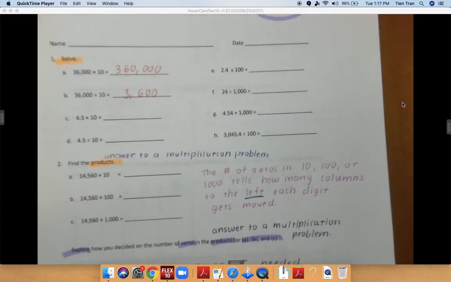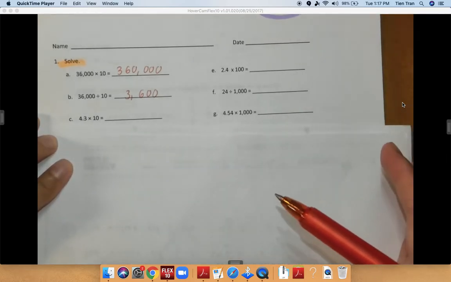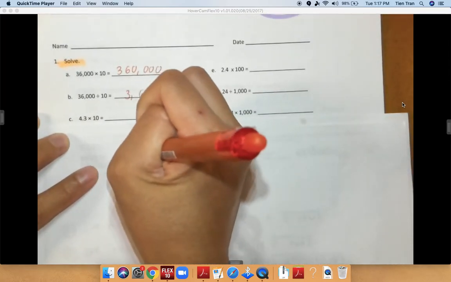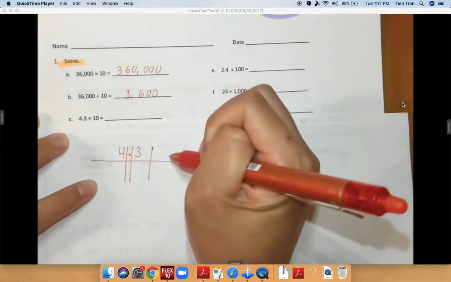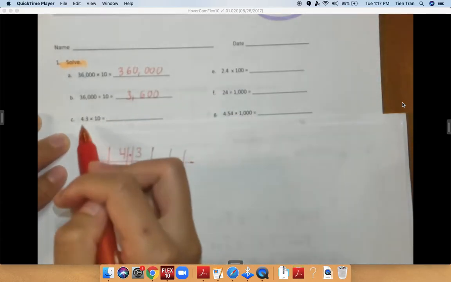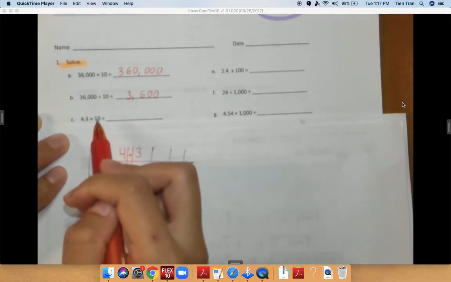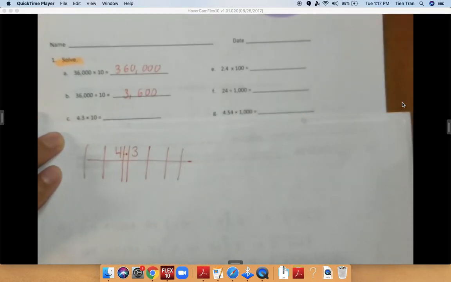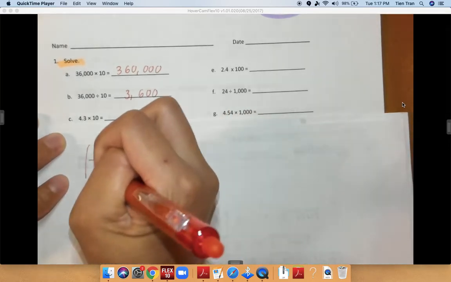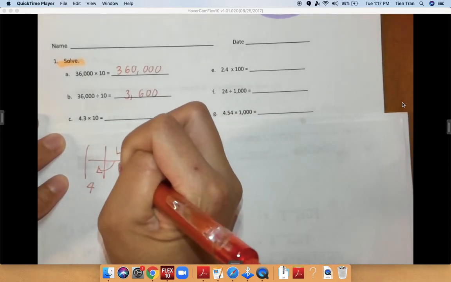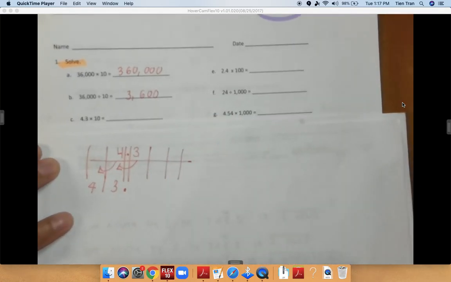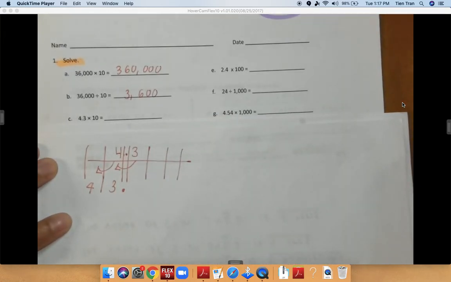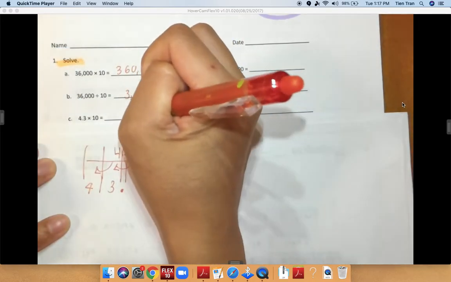Okay, now I have problem C. For problem C, I have 4.3. Remember, this is a little decimal, and then you have your other numbers. And they want you to multiply times 10. That means I'm going to move to my left one time. So I have 4 right here, my next number is 3, my decimal would be right there. So my new number is going to be 43.